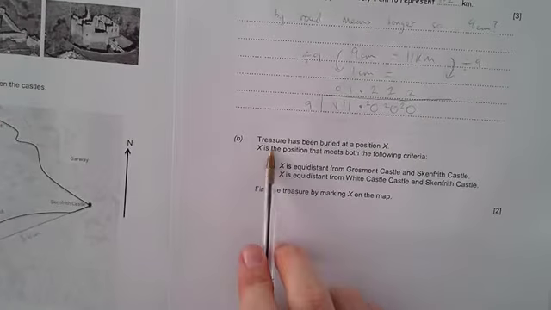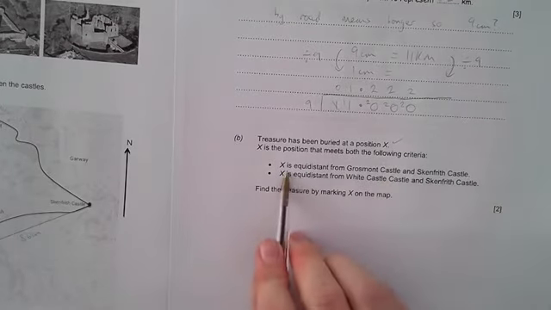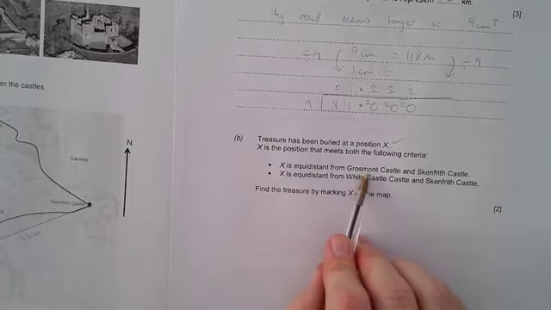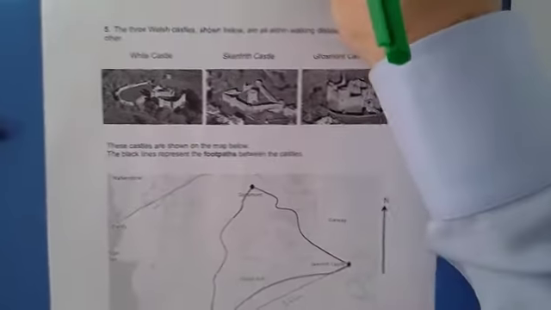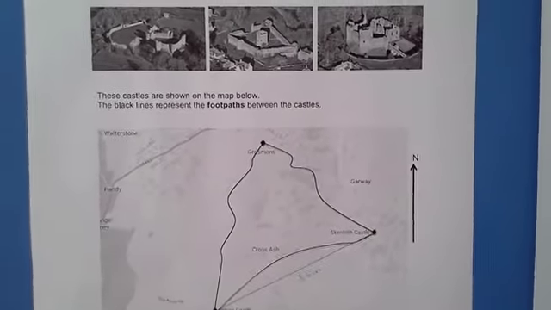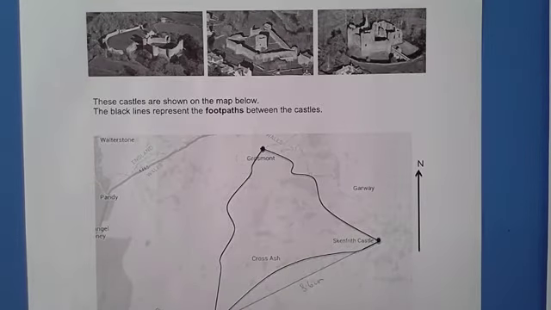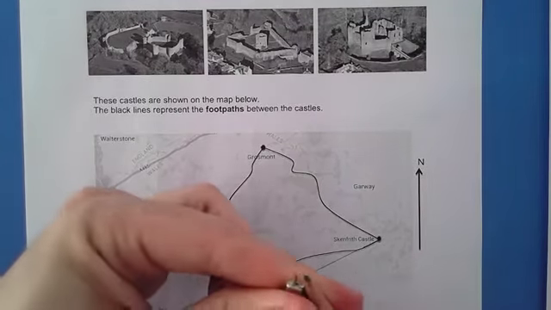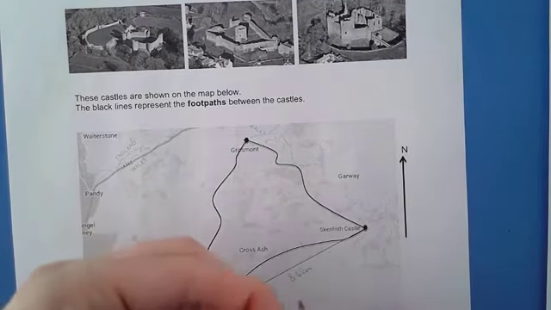Okay? Part B says the treasure has been buried at position X. X is the position that meets both the following criteria. X is equidistant from Grossman Castle and the one I can't say. Now to do that, you need to go and find where it is on the sheet. So it's by here. The way you do that is you get your compass and you make sure your pencil and the compass meet at the same point. If they don't, it will make your life very hard.